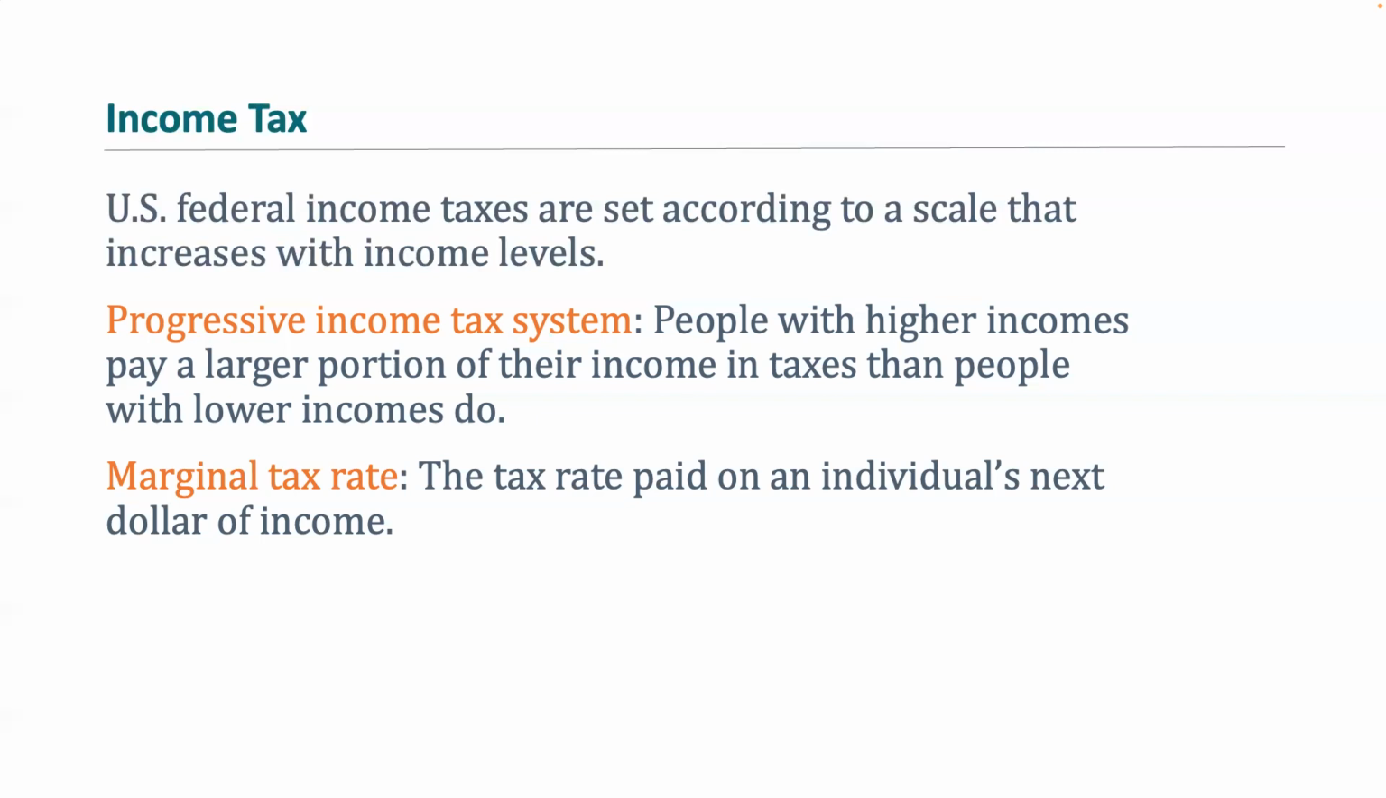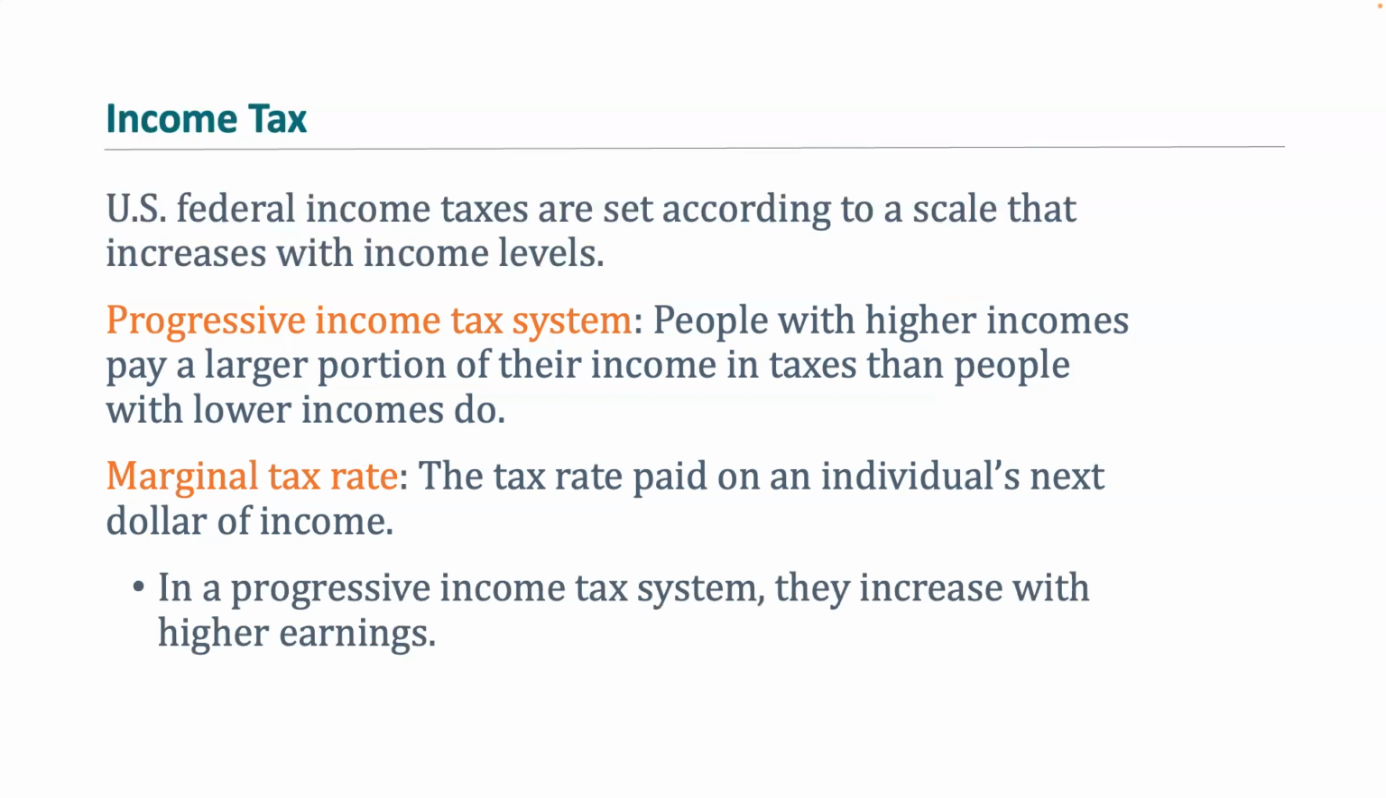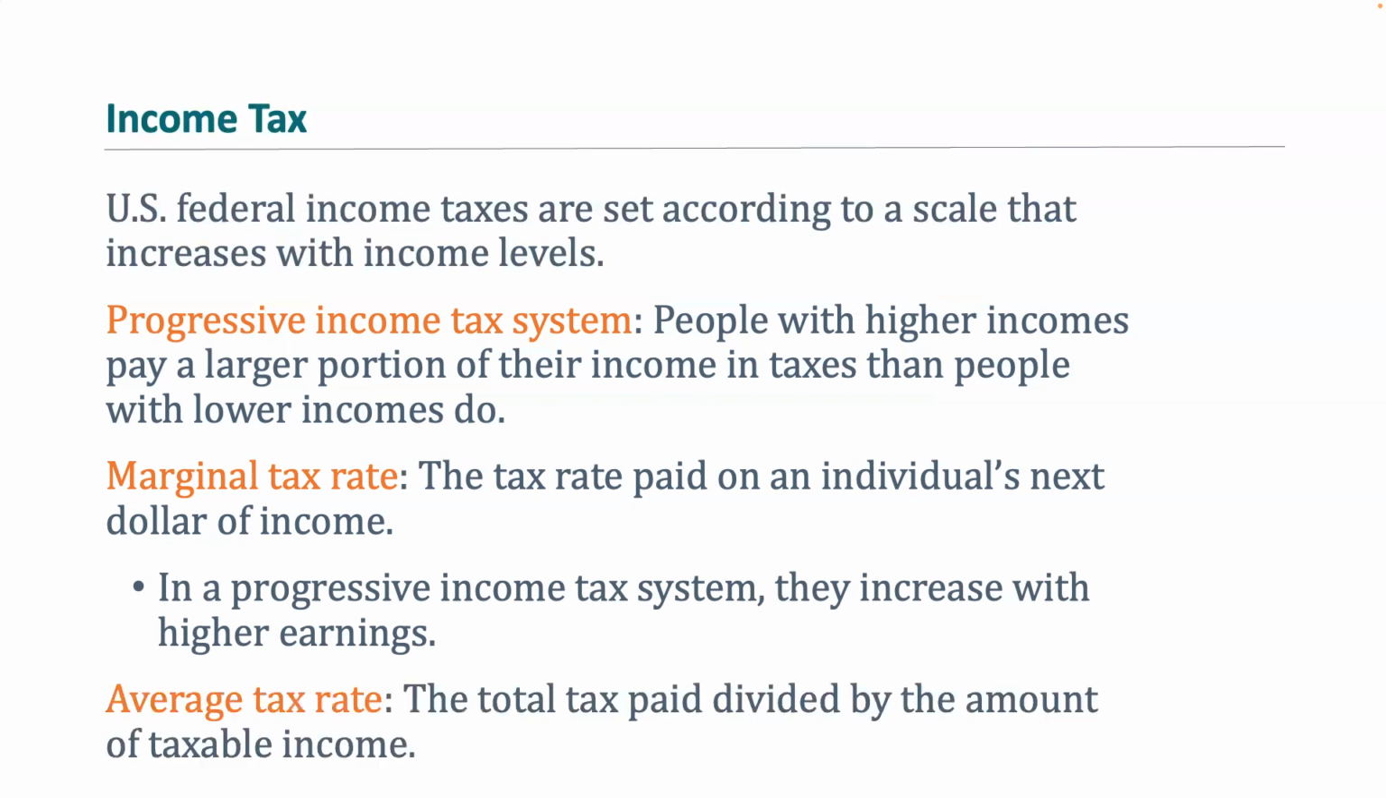Now, keep in mind, something that's very important to consider is that in a progressive income tax system, these rates increase with higher earnings. You're not going to be paying that higher tax on all of your income. You're going to be paying it on the portion of your income that is over that threshold. The average tax rate is just the total tax paid divided by the amount of taxable income. So lower brackets of your income are going to be hit by lower marginal tax rates, while higher brackets of your income are going to be hit by those higher marginal tax rates.